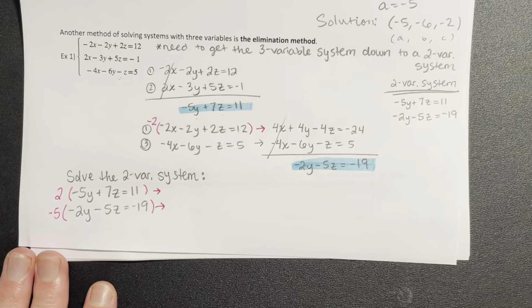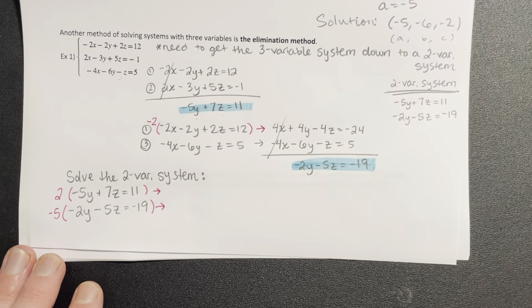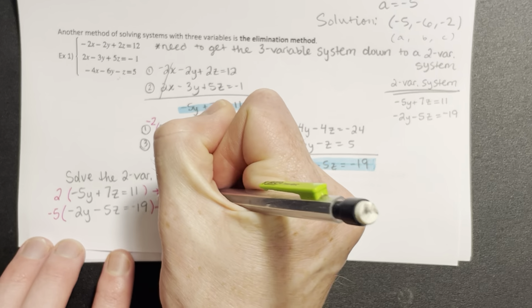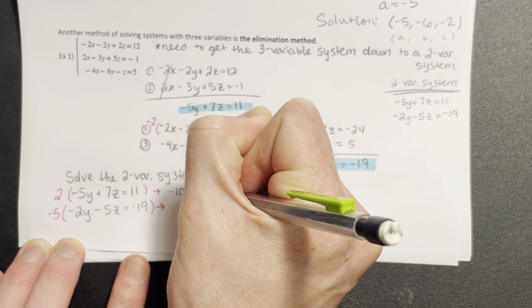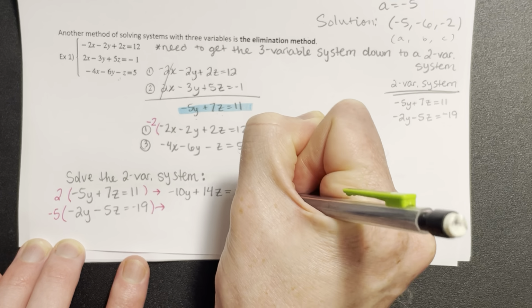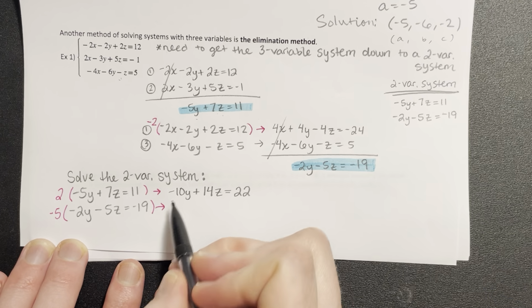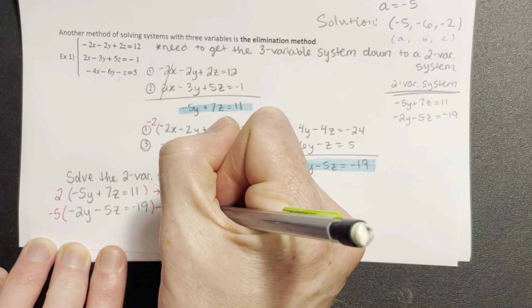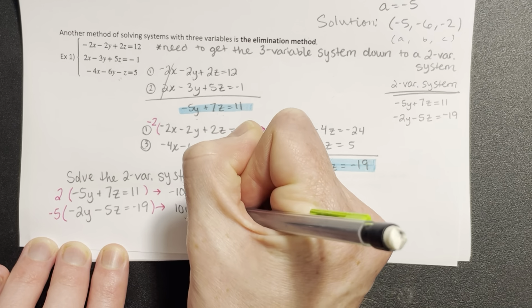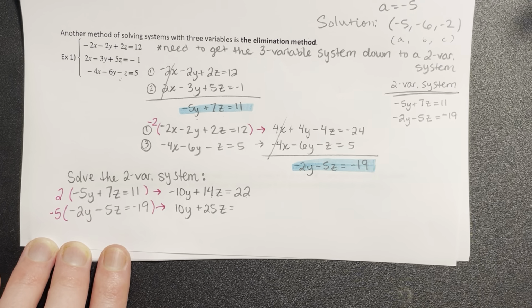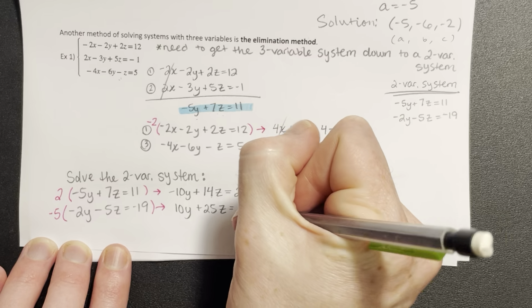It's your choice as to how you want to solve this. You can solve with elimination or substitution. You can eliminate in either y or z. It doesn't really matter. You're just using whichever method you want to eliminate one of the variables. This leaves me with negative 10y plus 14z equals 22, and positive 10y plus 25z equals 95.